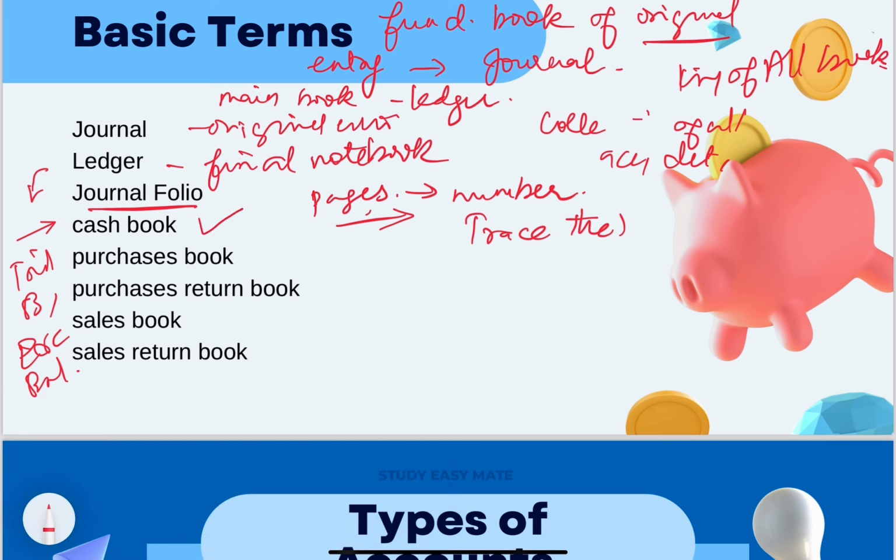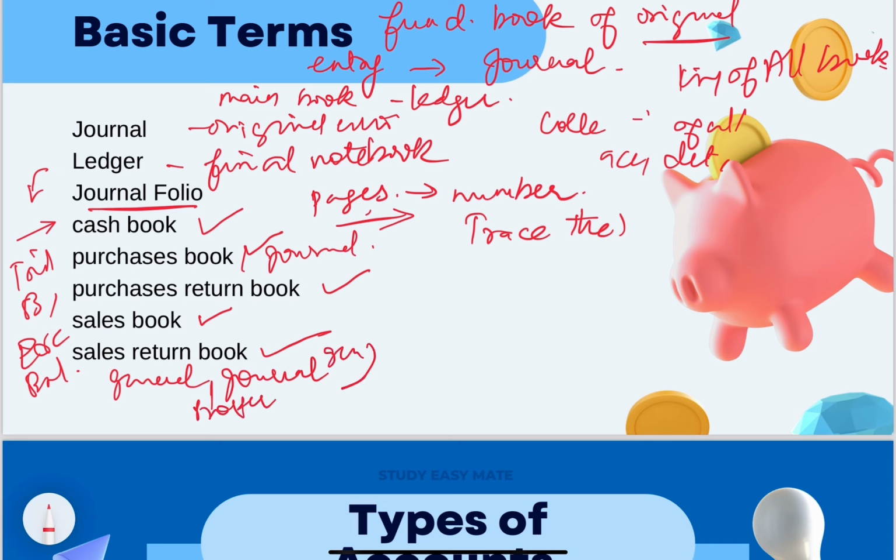So the cash book, the purchases book, or you can call it a journal also. Then would be the purchases return book. Then you have the sales book, that is the sales journal. Then you have the sales return book. Then you have the journal proper, or it can also be called the general journal.